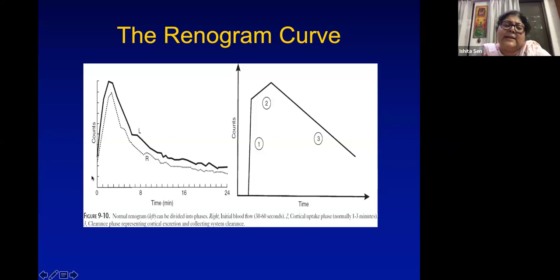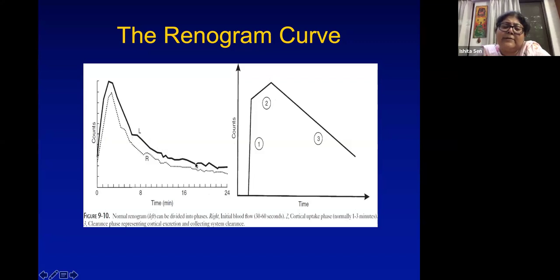And then like we said, this is the initial upslope, which is the cortical phase. So this is the time activity curve. Somewhere around the 3 to 5 minutes, you will find the peak cortical uptake, which then plateaus out to some extent. And the rapid excretion starts at about 5 to 8 minutes. So this is where we are.